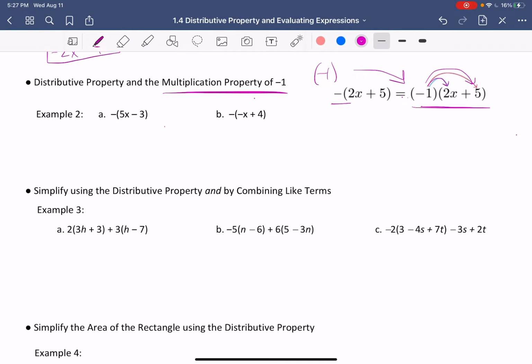So negative times 5x gives us -5x. And then negative times -3 gives us +3. And if this confuses you right here, remember it's -1. So -5x plus 3 is our answer there. All right, then we've got negative times -x plus 4. So negative times -x is going to give us a +x. And negative times +4 is going to give us an opposite, which would be -4.